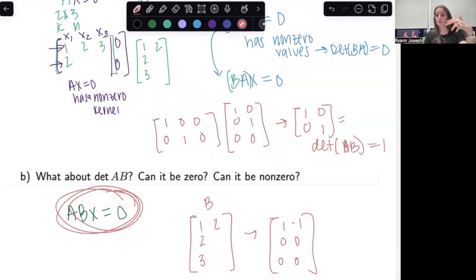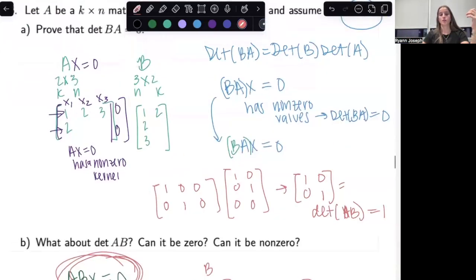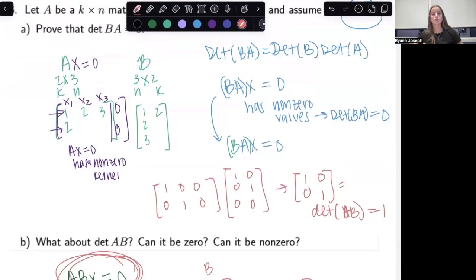So it can be 0 if we set either of the matrices to be the 0 matrix, or it can be non-zero if this. There are many other instances where it's not 0 or 1. It can just be a number, but these are specific examples of how it can be 0 or how it can be non-zero. But yeah, that is section 3.1, the idea of determinants.